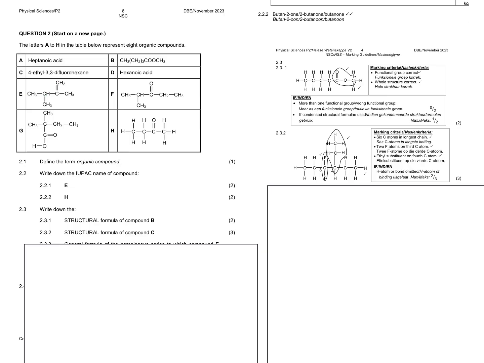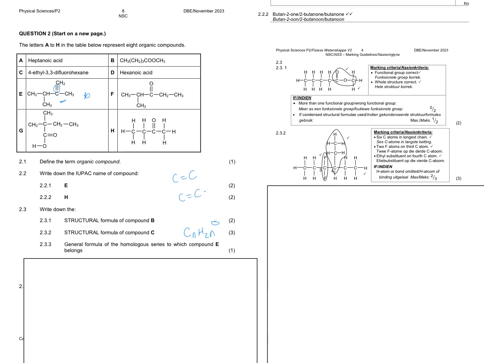Then, the last one for this, I think. The general formula of the homologous series to which compound E belongs. So compound E is this bad boy over here, and it is an alkene. It's got a double bond. So you could just count what's going on there, or you could have studied it. It's CnH2n. If you don't want to count what's going on here, and you don't want to remember it, what you do is you just draw the smallest ones.